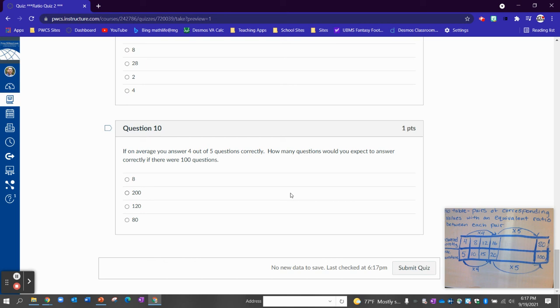80 out of 100 would be what you would expect to get if you got 4 out of 5 questions correct and there were 100 questions. Or another way to look at this is percent. Percent means per 100. So 80%, 80 out of 100 would be 4 out of 5.